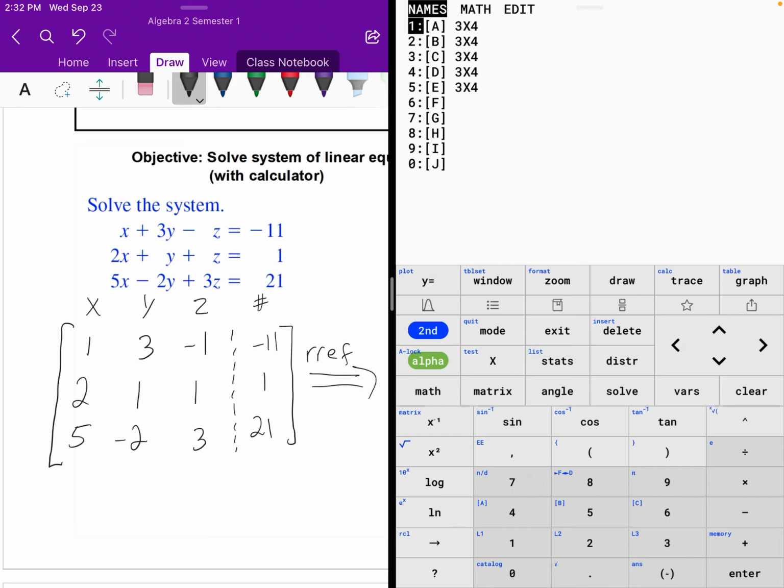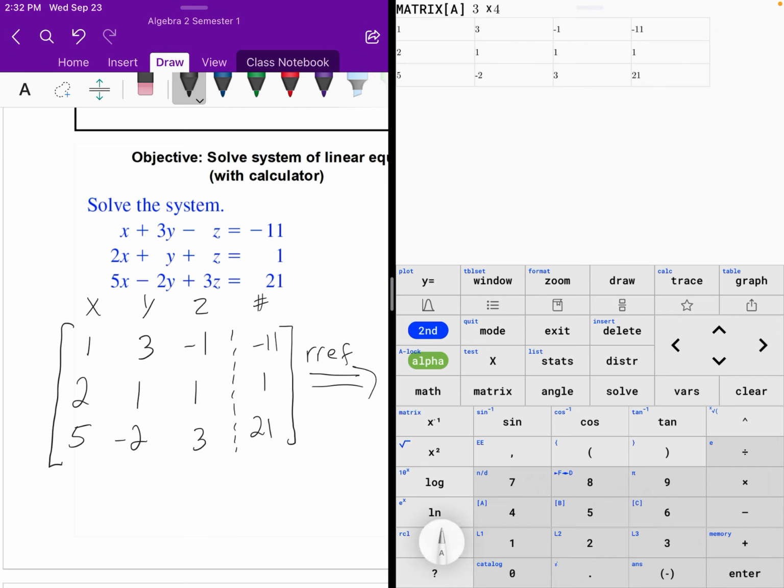Now, in order to enter the matrix into your calculator, you go over to edit, and you just edit it. I went ahead and entered all the matrices that we're going to deal with in this lesson already. So just double checking, going from left to right: 1, 3, -1, -11, 2, 1, 1, 1, 5, -2, 3, 21. So I have my matrix entered in. Whenever you do that, double check that you have the proper signs and the proper numbers in the proper place. One number off will throw everything off.